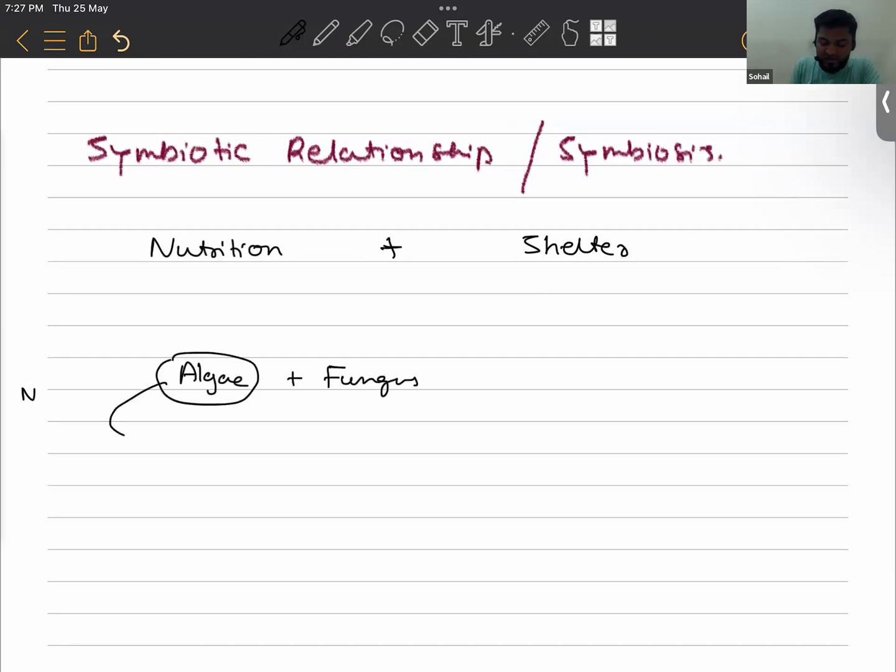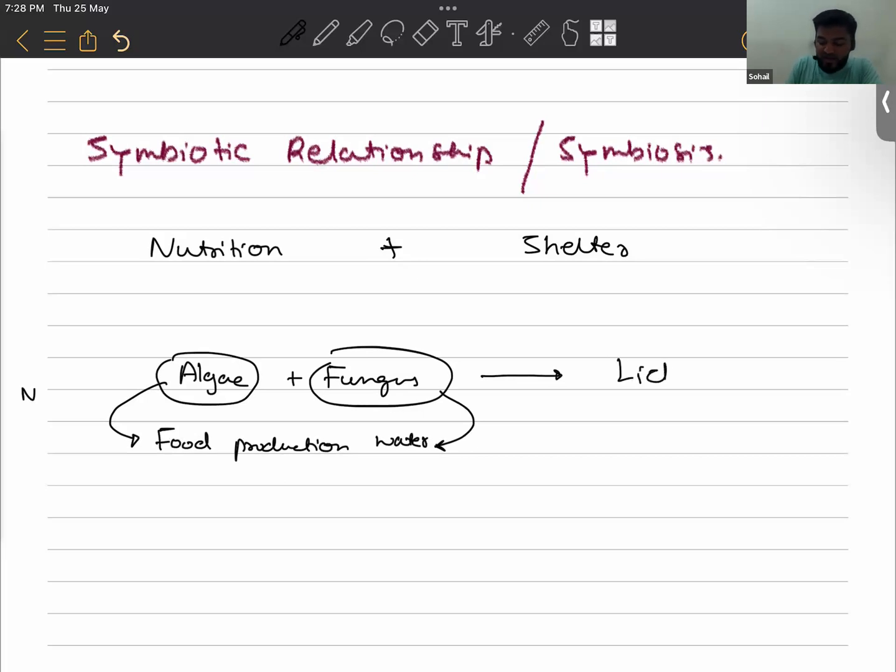This alga is doing the work of food production here. Since it is photosynthetic, it provides food. It does the work of food production. And this fungus actually provides the raw materials required for food production. It provides water to the alga. So they both together live in a relationship and they appear as lichens. Lichens. So that is a classic example of a symbiotic relationship.